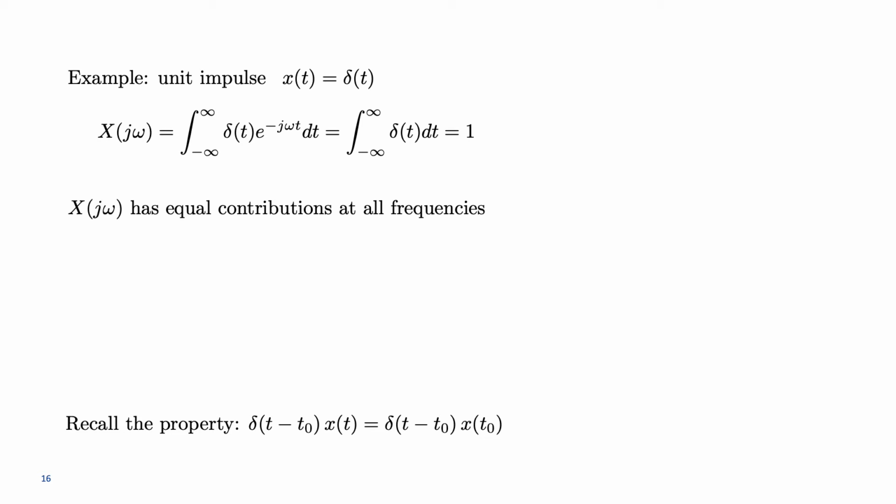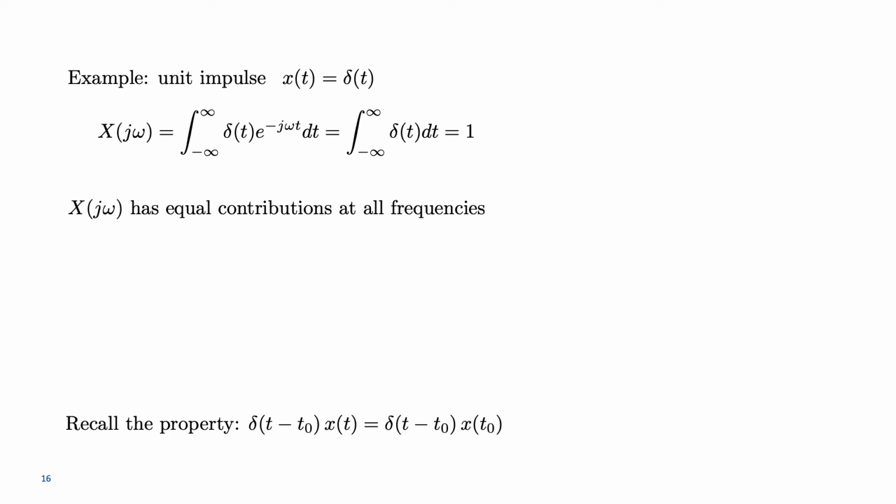Let's see another simple example, but very useful and very insightful, the unit impulse or the Dirac impulse. So if your signal is delta of t, what's the Fourier transform? We use the formula here again, and the Fourier transform is the integral of delta of t e to the minus j omega t dt. Now this integral is extremely simple to calculate if you recall the property reported at the bottom of this slide.